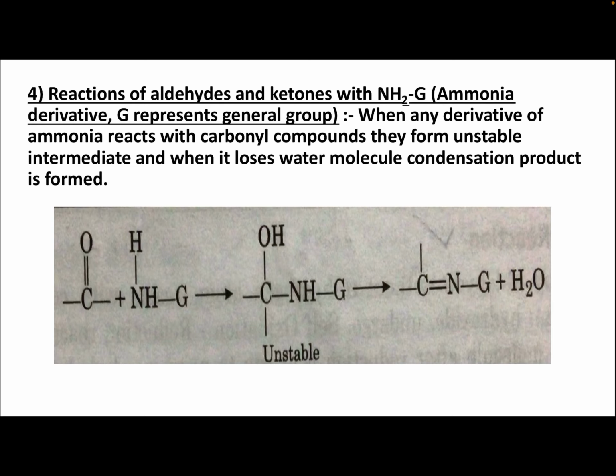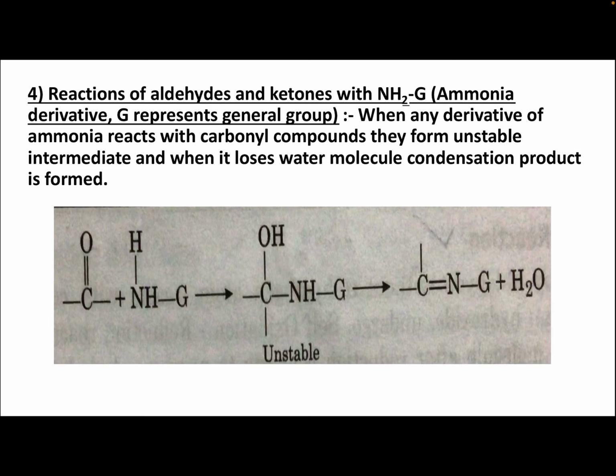Reactions of aldehydes and ketones. Three reactions we have studied in the last PPT. Here is the fourth reaction, that is N2G. N2G is the ammonia derivative where G represents the general group. When any derivative of ammonia reacts with a carbonyl compound, they form an unstable intermediate. When it loses a water molecule, a condensation product is formed.